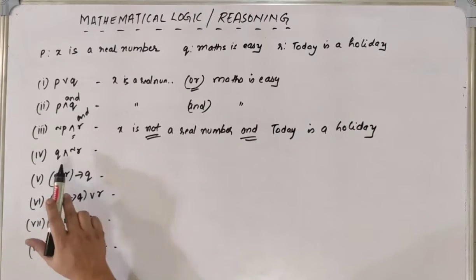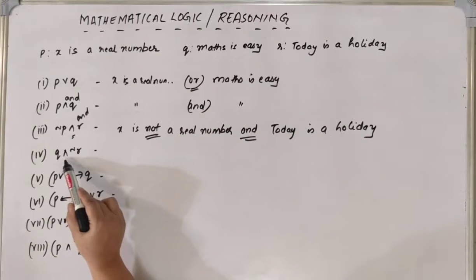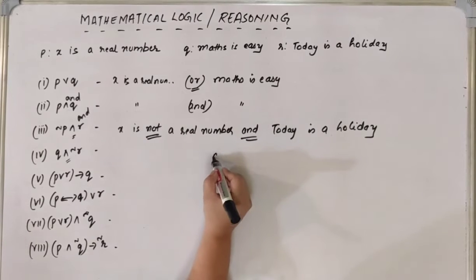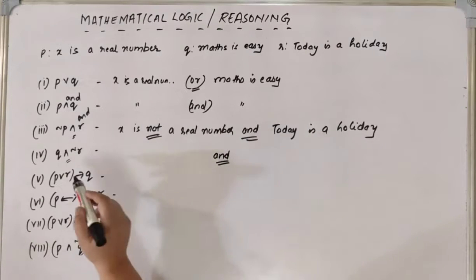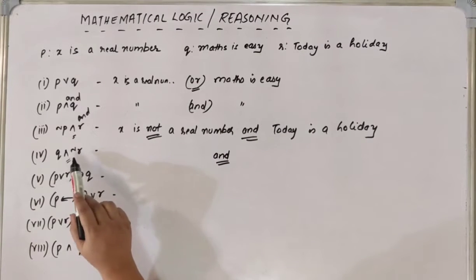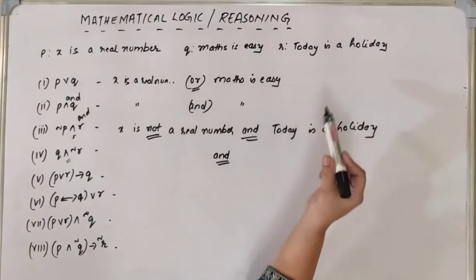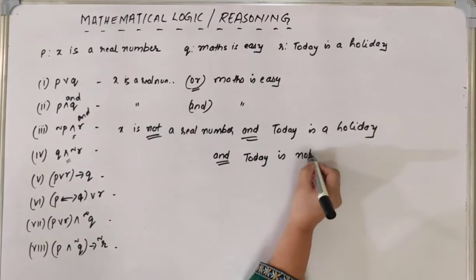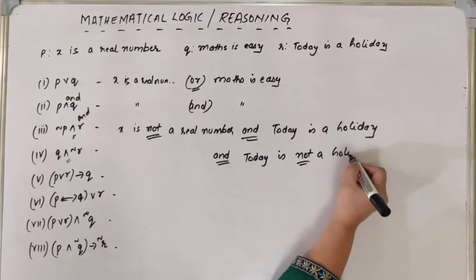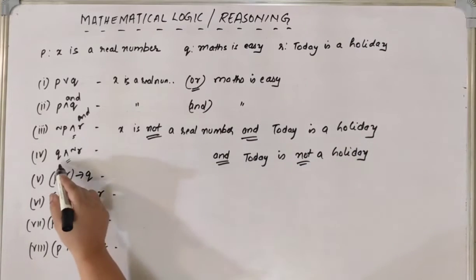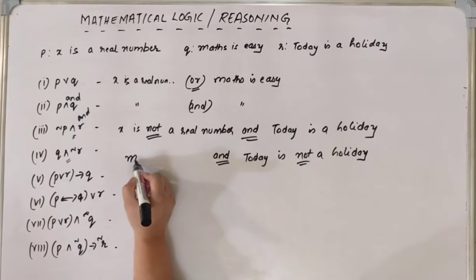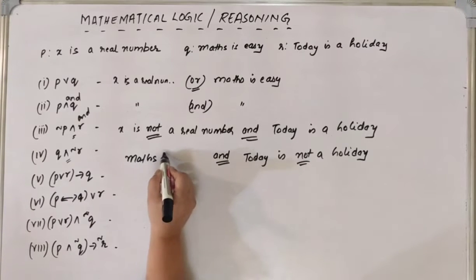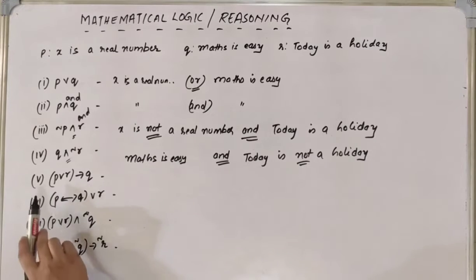Let's take the fourth one. Q. What is Q statement? Maths is easy. And what is this? This is nothing but AND. So we'll first put AND as a connector. There is not R. That is negation of statement R. R is today is a holiday. So it would be today is not a holiday because it's negative R. And this is Q. So we just write Q as is. Maths is easy.